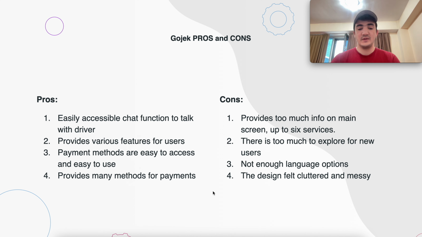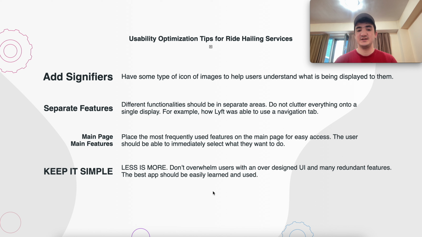So now that we know their pros and cons, let's take a look and discuss what we can learn from this. So some key takeaways for optimizing ride-hailing services include 1, adding signifiers. You should have some type of icon or images to help users understand what's being displayed to them. So for example, if you want to have them adjust their payment method, add like a dollar icon or a money icon, something so they can see it and immediately associate that with, oh, okay, if I click this, it'll go to payment.